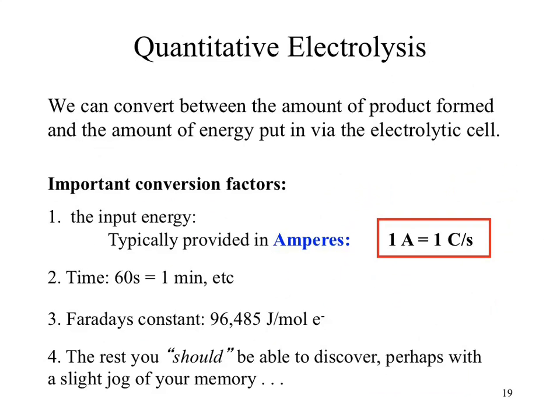Typically, our input energy is in the unit of amperes, which means we need a conversion factor to get from amperes into something else. 1 ampere is equal to a coulomb per second. Okay? One of the important aspects of this is not just putting electric current in, but also the time that we spend putting electric current in. Because if we only spend a few seconds, we're not going to put a lot of electron count into it, which means we're not going to get a lot of stuff out. So we're also going to incorporate time. Typically, we would work in seconds because an amp is a coulomb per second.